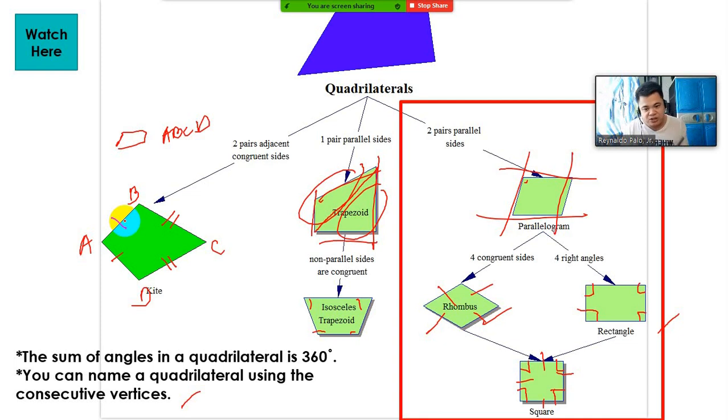It could also be B, C, D, A, or B, A, D, C, or C, B, A, D, or C, D, A, B, or D, C, B, A, or D, A, B, C. So it's up to you how you are going to name it. In your examination, you will be asked on how you can actually name quadrilaterals. Take note of that.